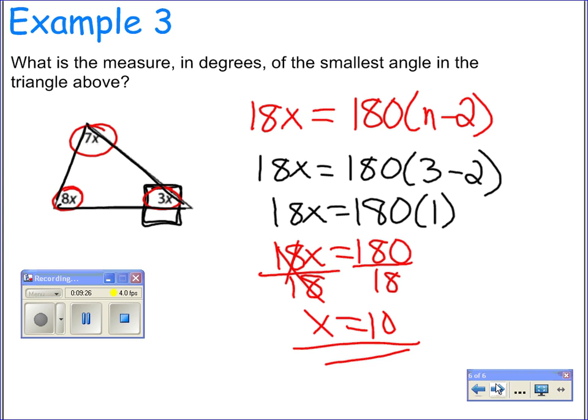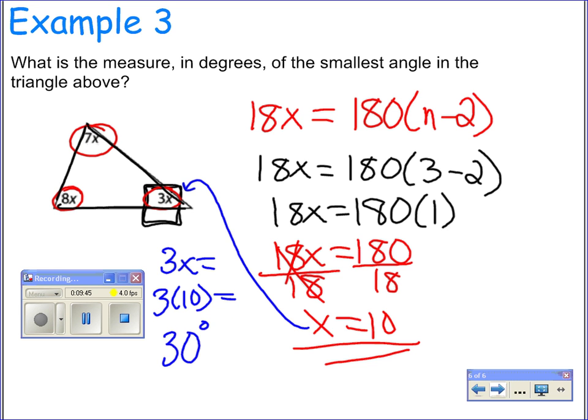Now, this is not the answer. The question asks us to find the degree measurement of the smallest angle in this triangle. So we are going to take what we got for x, which was 10. We are going to plug 10 or substitute 10 in for x for the smallest angle measurement. So we end up getting 30 degrees for the solution for this triangle.